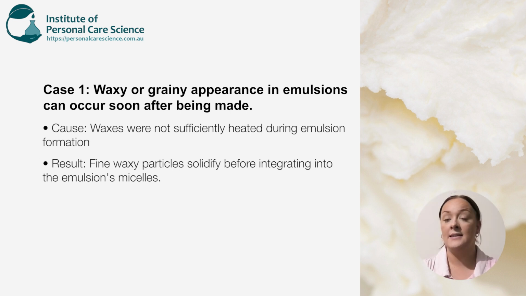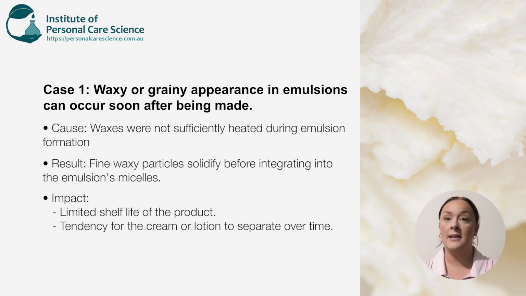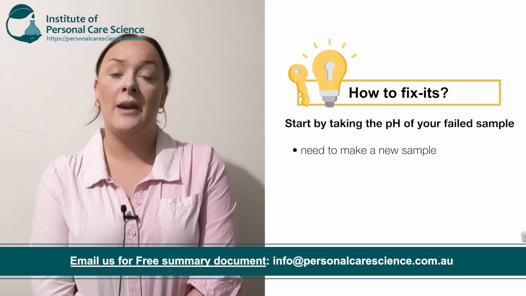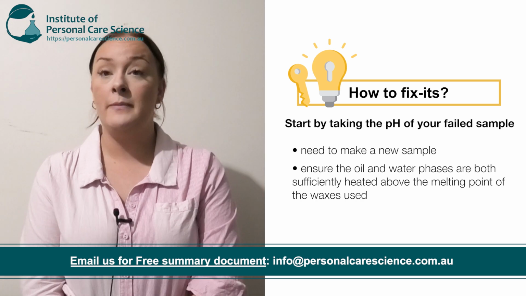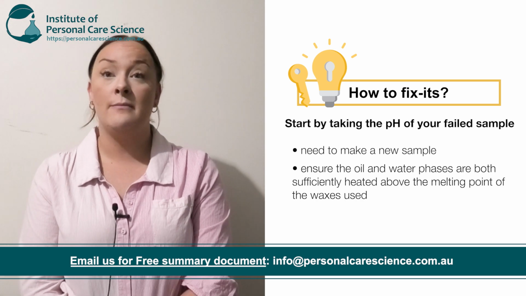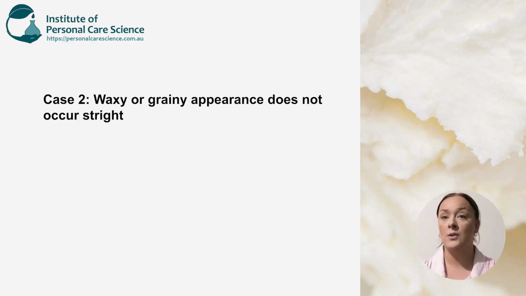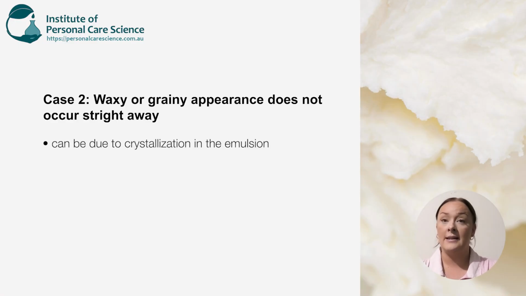So if this is the case, then it will mean that your emulsion will have a very small shelf life. So you will need to remake your sample and ensure that you're heating it correctly. And this could mean that you do need to use a thermometer to measure the temperature to ensure that it's getting heated hot enough. Now, another cause for grainy or waxy appearance in an emulsion can be caused by crystallization.